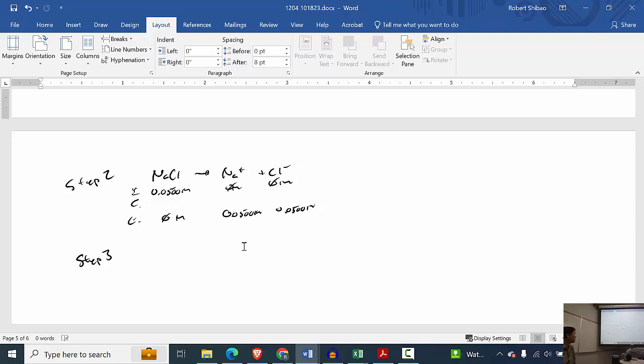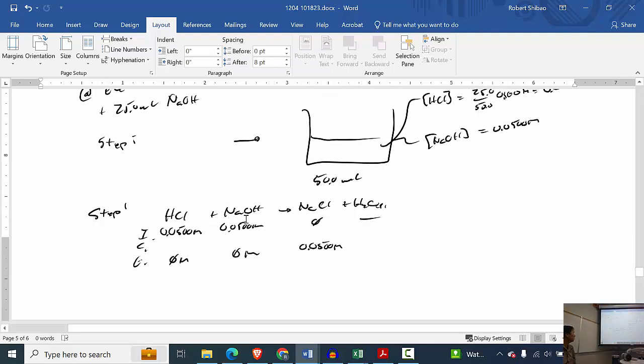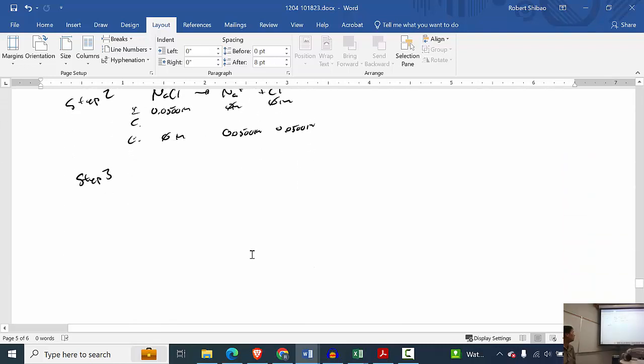What would the strongest acid present be? We ran out of HCl from step 1, and we ran out of sodium hydroxide. Water. The strongest acid will be water. The strongest base? Water. Water is the strongest base in chloride.